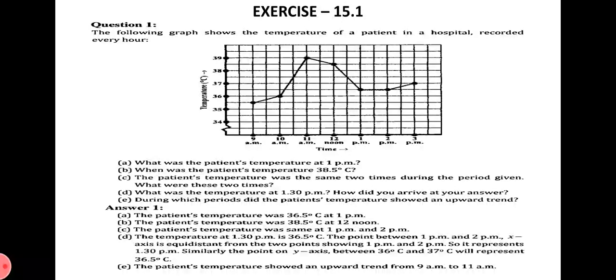Similarly, the point on the y-axis between 36 degree and 37 degree represents 36.5 degrees Celsius. We know that the midpoint of 36 degree and 37 degree is 36.5 degree. So we say that the temperature at 1:30 p.m. is 36.5 degree Celsius. And the last question that is asked: during which periods did the patient's temperature show an upward trend?